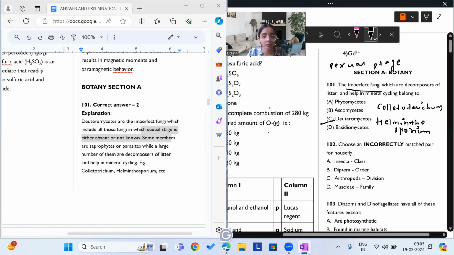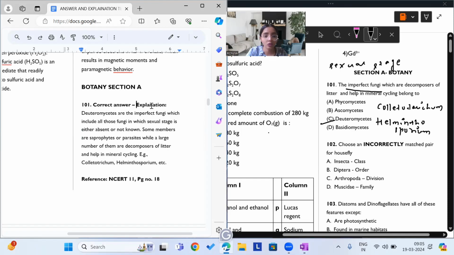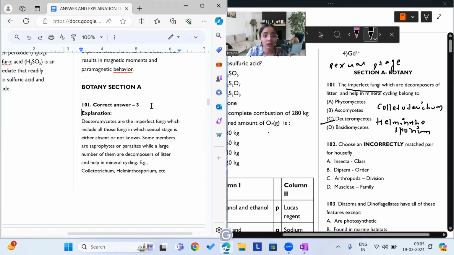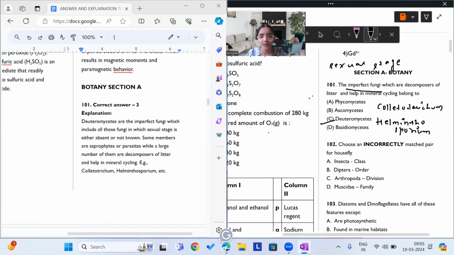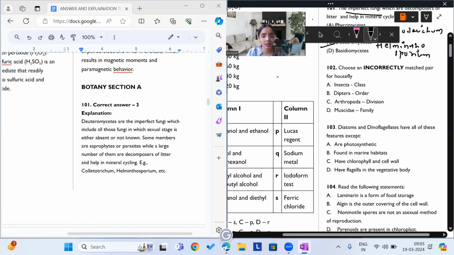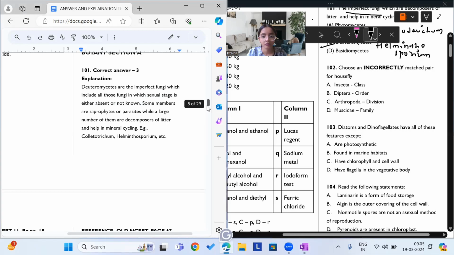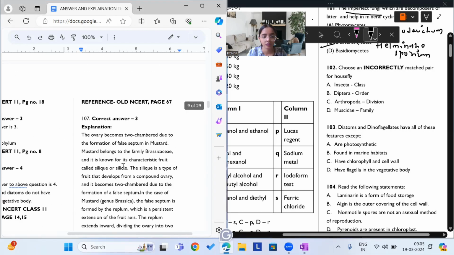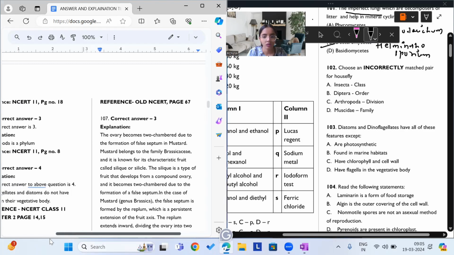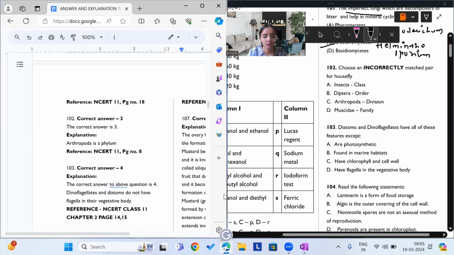Let me just take a second. The answer to this question is option number 3. Okay. I hope it is clear. The answer to question 103 is option 3, which says Deuteromycetes. Moving on to question 102. What does it say? Let us see. Yes. So question 102 is saying choose the incorrect match.